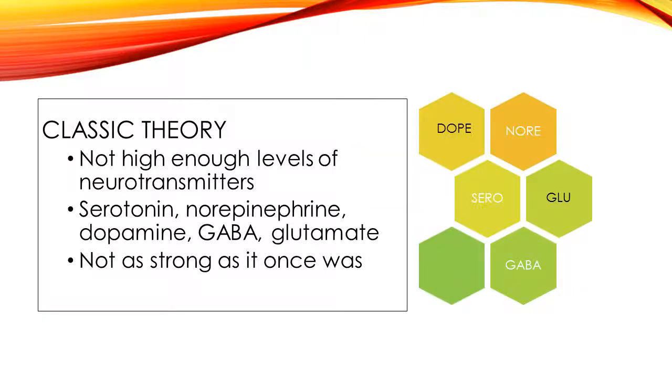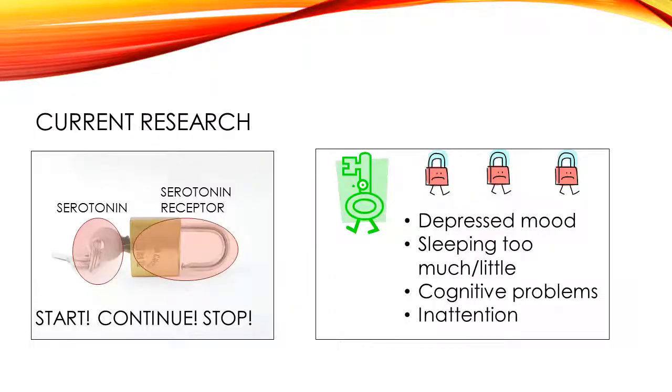The classic neurobiology theory of depression is that some people just don't have enough brain chemicals, often referred to as neurotransmitters, for their brain to work normally. Some examples of these brain chemicals include serotonin, norepinephrine, dopamine, GABA, and glutamate. This theory, however, is not as strong as it once was. Current research indicates that these neurotransmitters aren't as much of the problem as the receptors that they fit into.